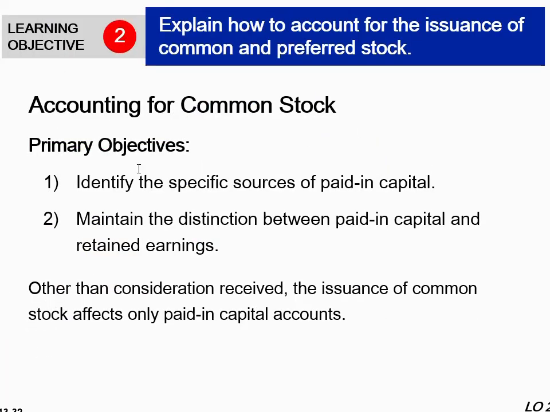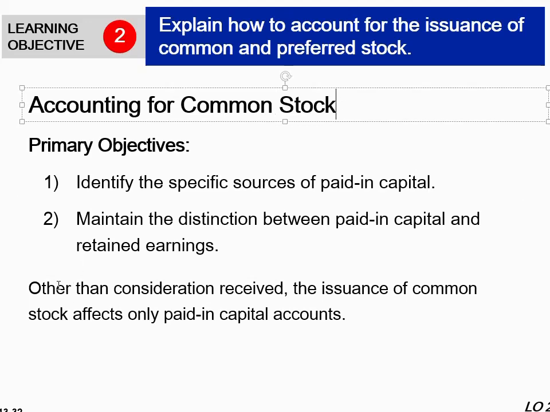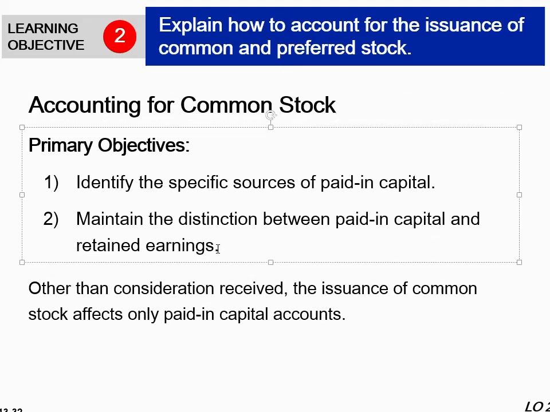Accounting for the common stock, firstly we will be covering the primary objective. What is the main objective? Identify the specific source of the paid-in capital. It's one of the sources for the paid-in capital, and it maintains the distinction between the paid-in capital and retained earnings. Other than the consideration received, the issuance of the common stock affects only the paid-in capital account. So whatever consideration you are receiving, cash or other assets, the effects will be in the paid-in capital account.